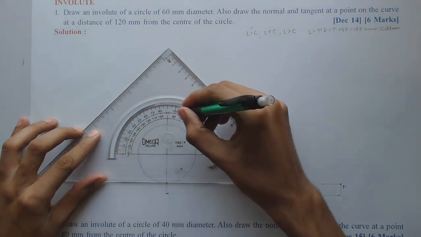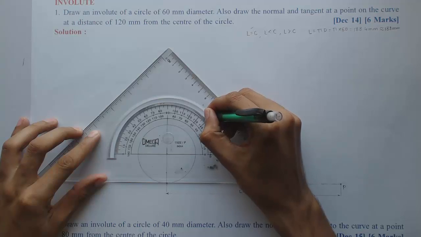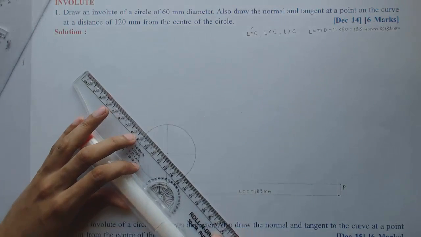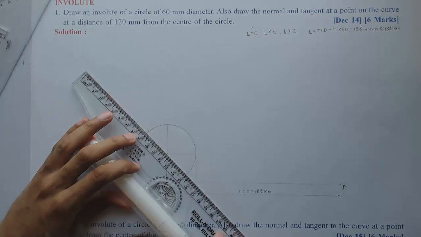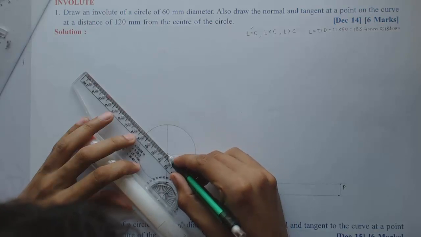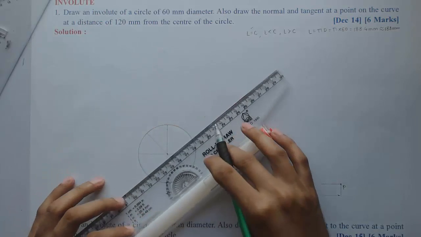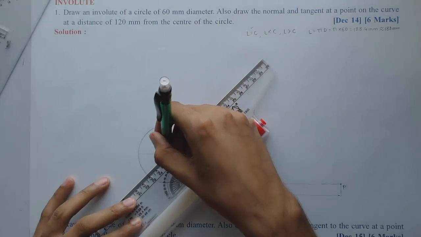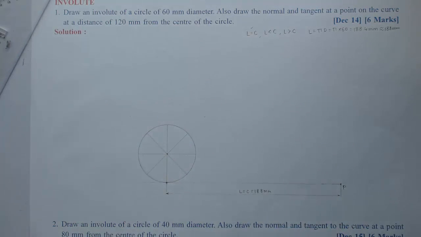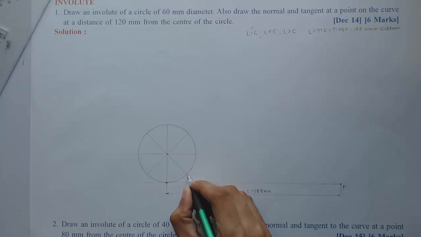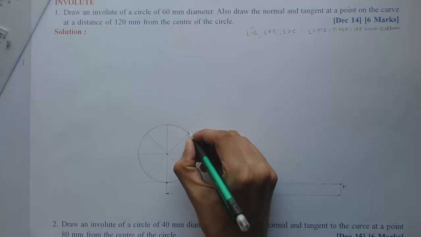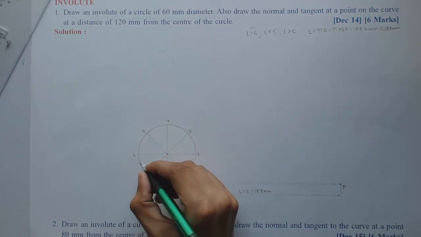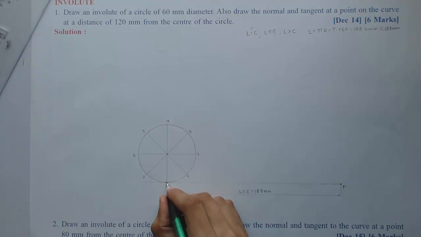So 45 and then 135. We'll get 4 more divisions after extending on the other half also. We'll mark these divisions on the circle circumference, starting with 1, 2, 3, 4, 5, 6, 7, and 8.